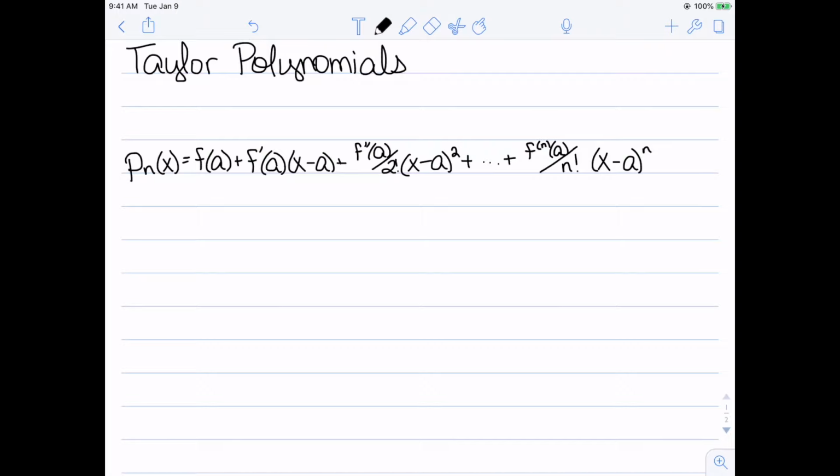And then we keep going up to the nth derivative of f at a over n factorial times x minus a to the n. The more compact version of this is the sum from k equal to 0 to n of the kth derivative of f at a over k factorial times x minus a to the k.